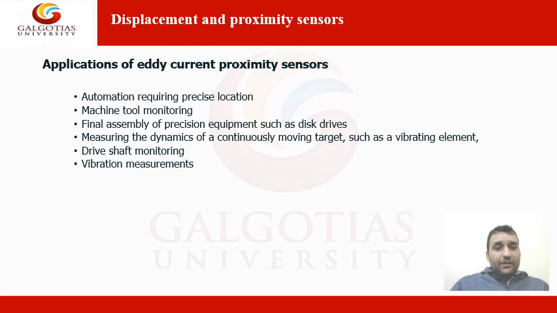The applications of eddy current proximity sensors are automation requiring precise locations, machine tool monitoring, final assembly of precision equipment such as disk drives, measuring the dynamics of a continuously moving target such as vibrating elements, driving shaft monitoring, and vibration measurement. These are the applications of eddy current proximity sensors.